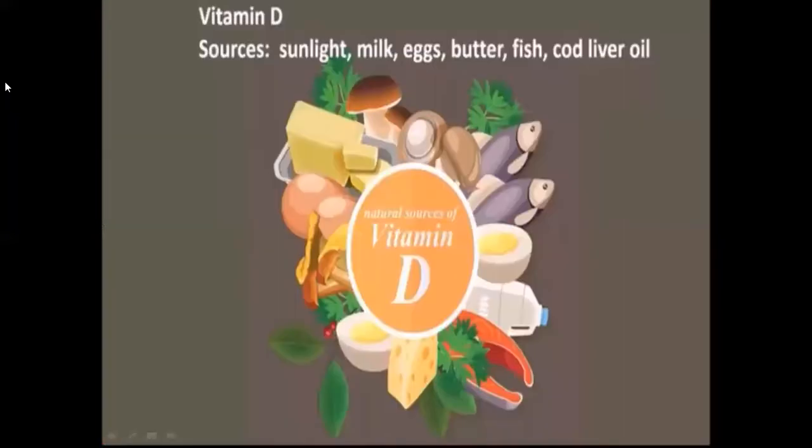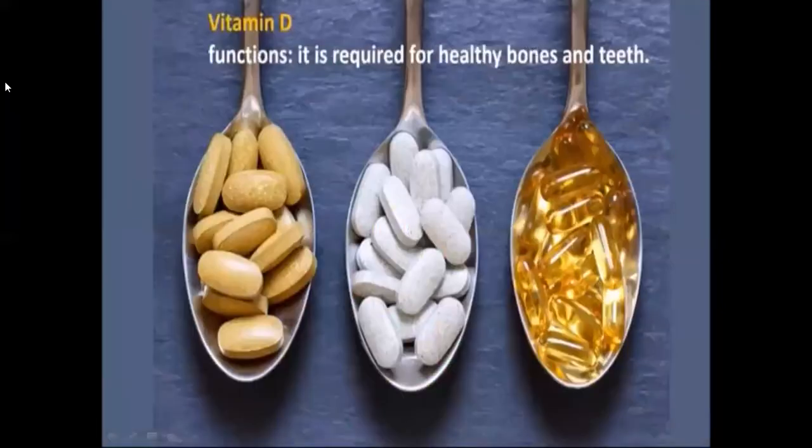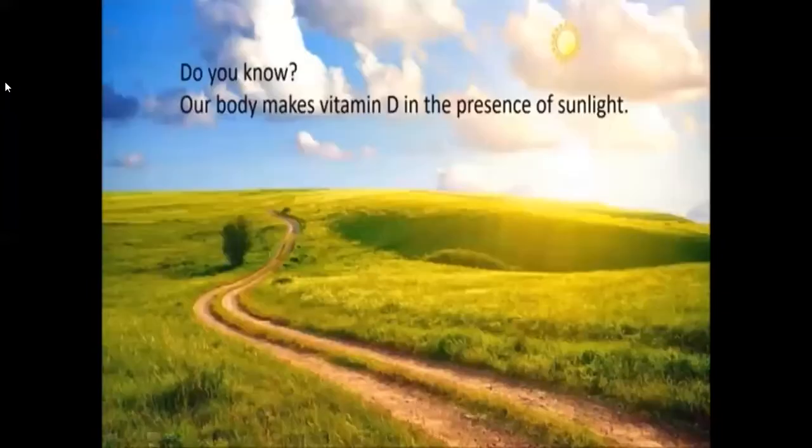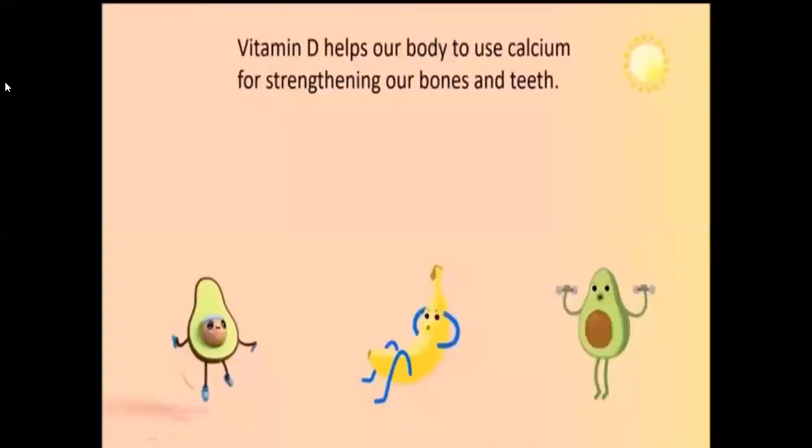Now, vitamin D we get from sunlight, milk, eggs, butter, fish, cod liver oil. And what are the functions of vitamin D? It is required for healthy bones and teeth. Today we get vitamin D from the sunlight also. Our body makes vitamin D in the presence of sunlight. Now vitamin D helps our body to use calcium for strengthening our bones and teeth.